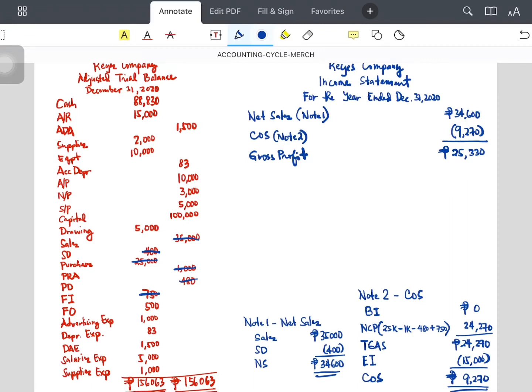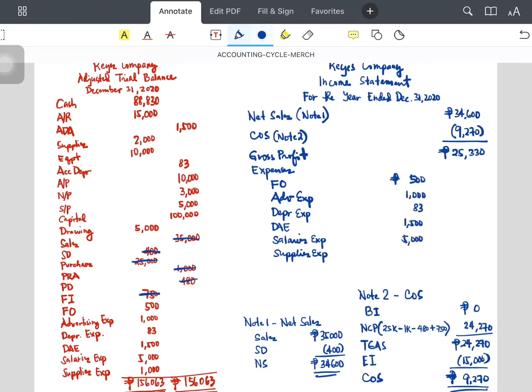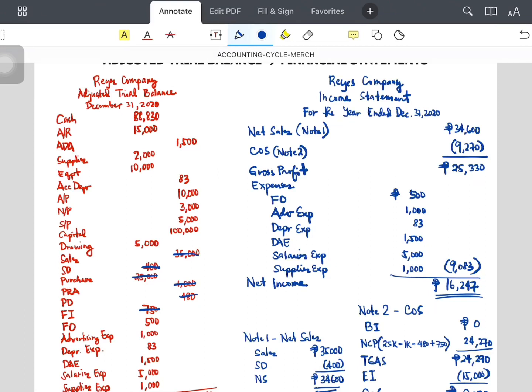And then for the expenses, since we only have a few, let's just list them down. Freight out is also delivery expense, and freight out is part of the expenses while freight in is part of cost of sales. This is our income statement. Let me cancel the account titles we already used.